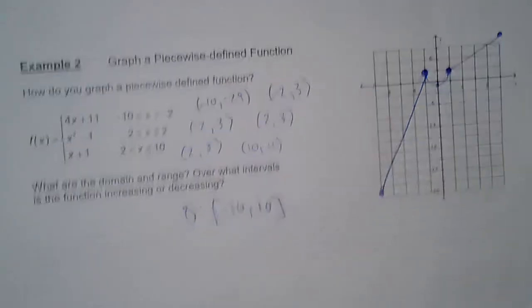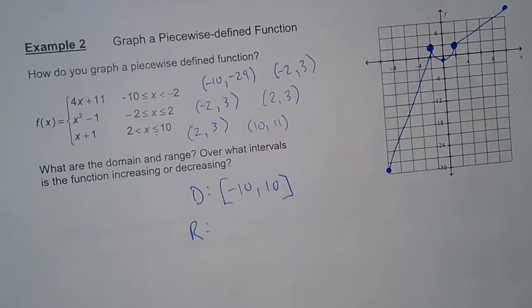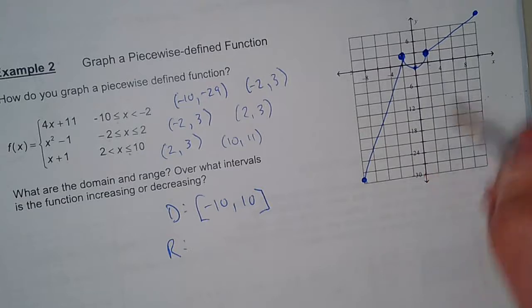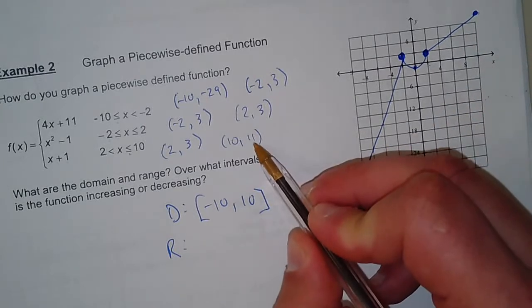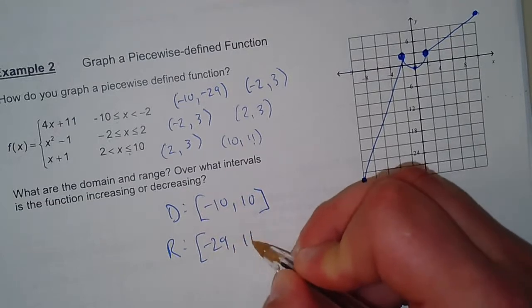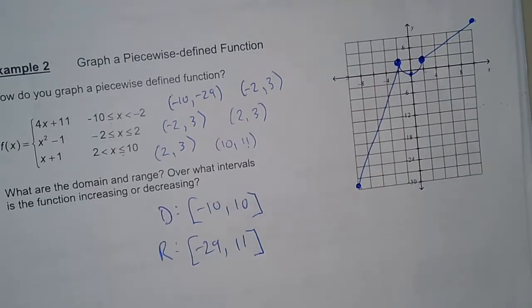The range, though, you really do need the graph. It's really hard to find the range without having drawn the graph. So range, if you remember, this lowest value was at -29. This highest value, again right here, was at 11. So my range is going to be from -29 to 11, because those are the lowest and highest values that we ever got.